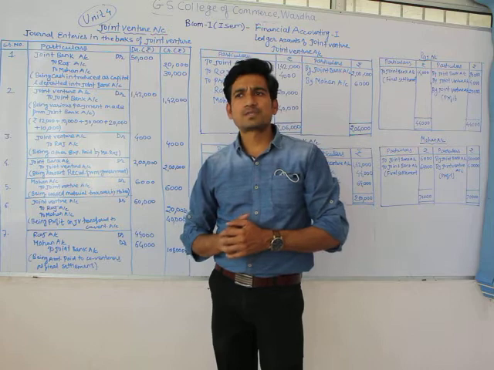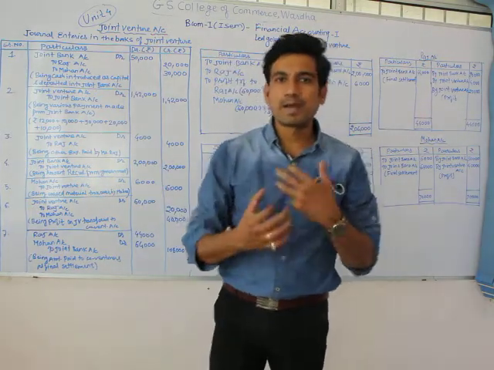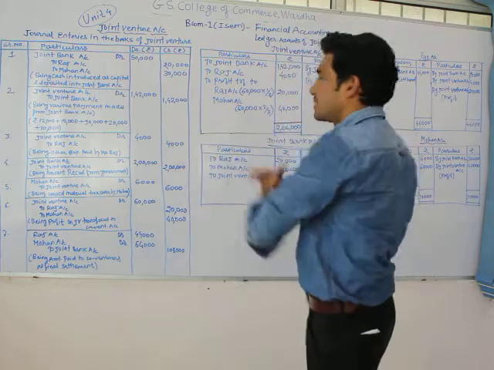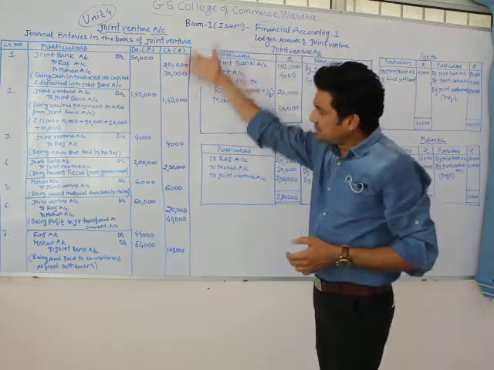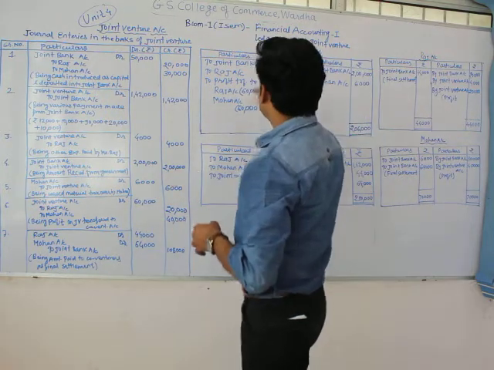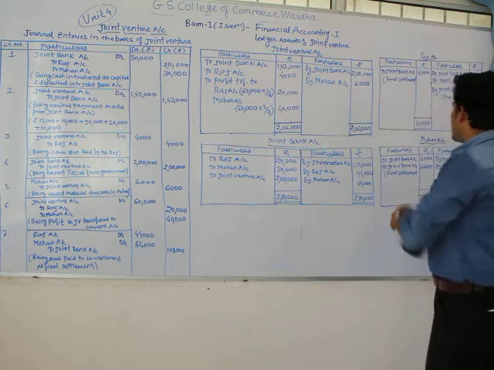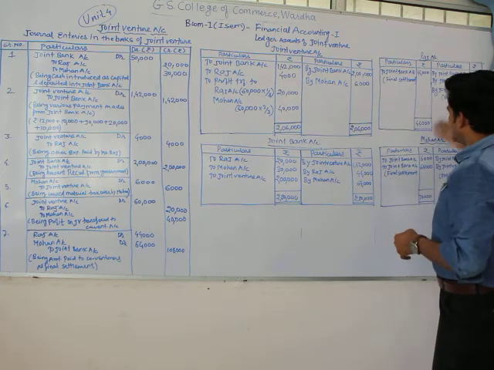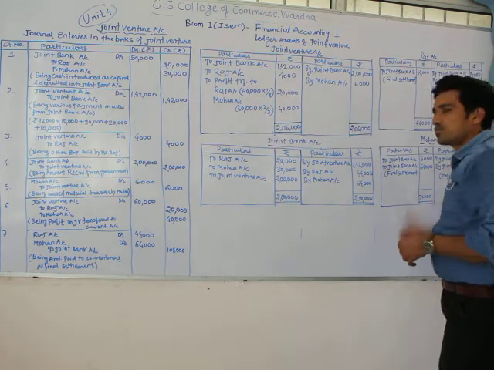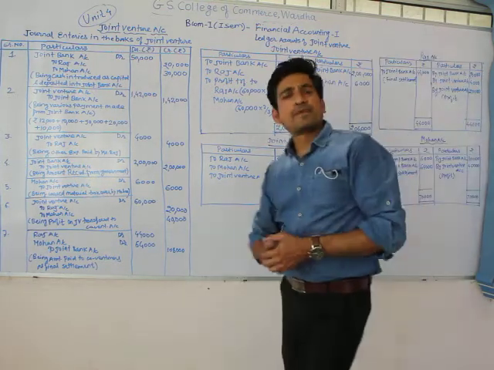One is centralized, where we keep the data in a centralized manner like this. This problem is of the centralized method, where first we pass the journal entries, and with the help of the journal entries we prepare the joint venture account, the joint bank account, and then the co-venturer accounts. In this particular problem we have two co-venturers, one is Raj and another is Mohan. So we prepared their accounts also under the title co-venturer account.